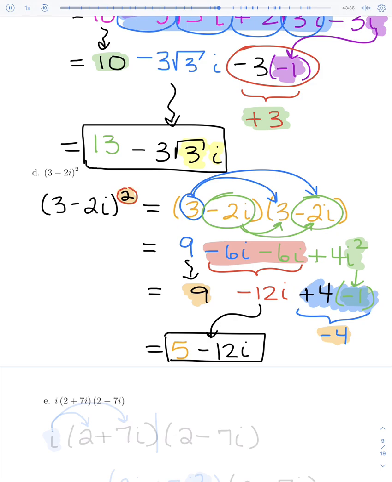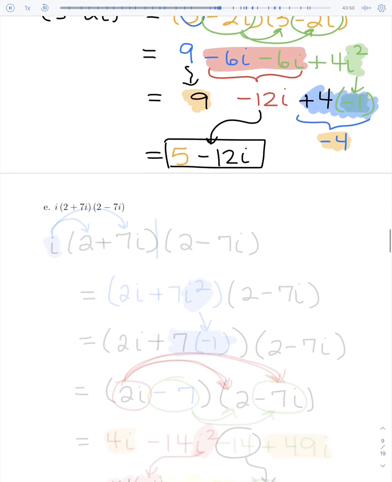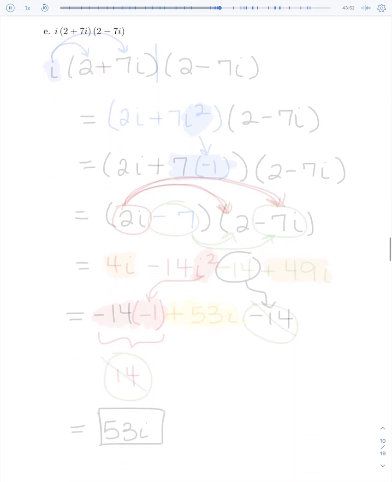So all these concepts in this section of multiplying and adding, they're all things that we've done before. It's just little slight modifications because the i's act a tiny bit different than x's. Let's take a look at E. In E, we have i times (2 plus 7i) times (2 minus 7i).